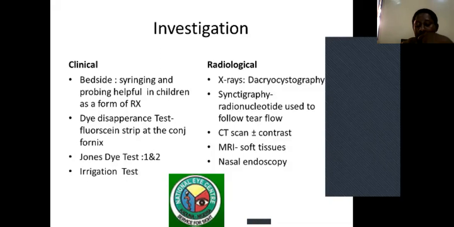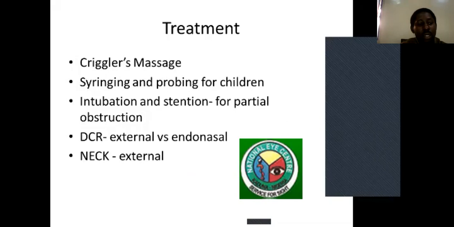Now, for treatment, it's been shown that for infants that present early, we can do Crigler massage, which is placing a firm pressure at the inferior punctum through the ala of the nose down to the inferior meatus, like massaging through the nasolacrimal duct, the landmark I gave earlier. It's expected that 10 strokes should be done 4 times a day. It helps to recanalize the duct, and that helps particularly in infants and toddlers.